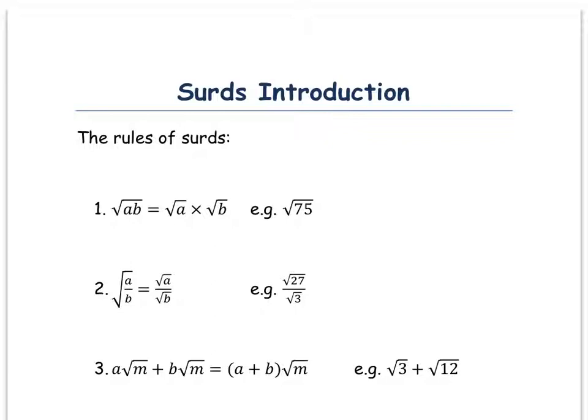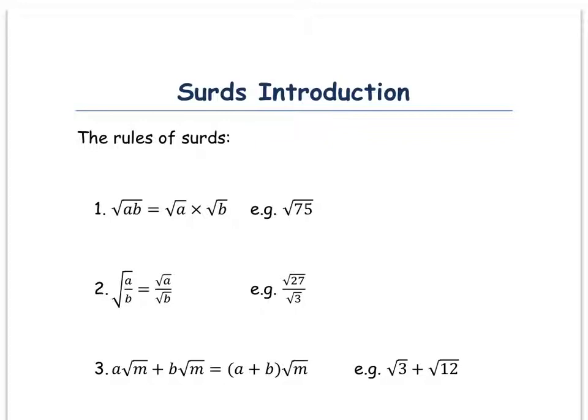The rules for surds are the square root of a times b can be written as root a times root b. So let's have a look at an example of this. We're looking at the square root of 75. Now the square root of 75 doesn't give you a nice rounded answer, but there is a square number that does go into 75. If you know your square numbers, 1 squared is 1, 2 squared is 4, 3 squared is 9, 4 squared is 16, 5 squared is 25, and 25 happens to go into 75 3 times.